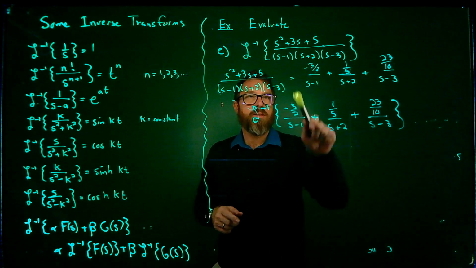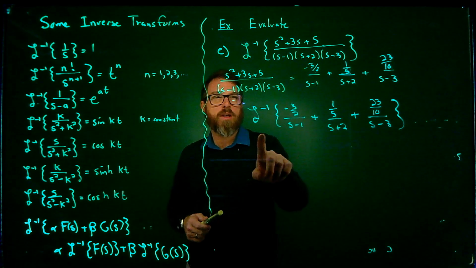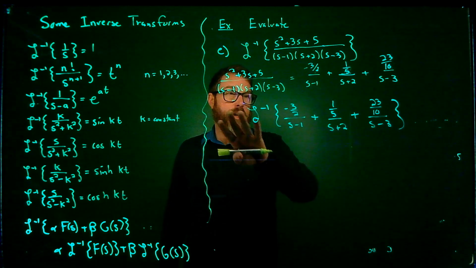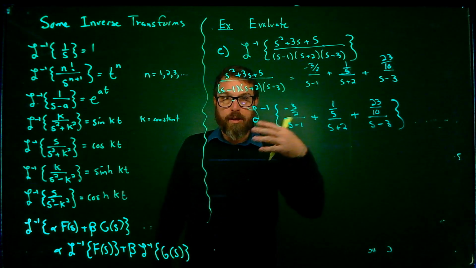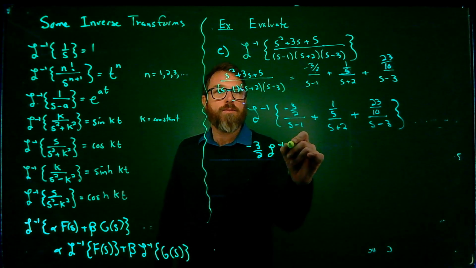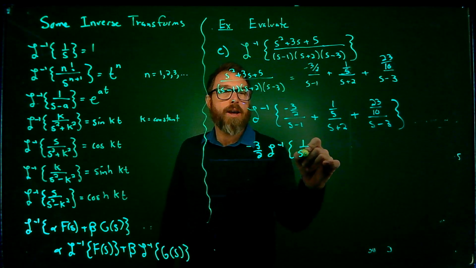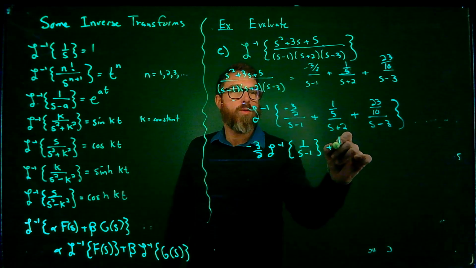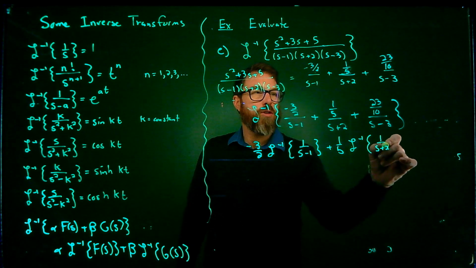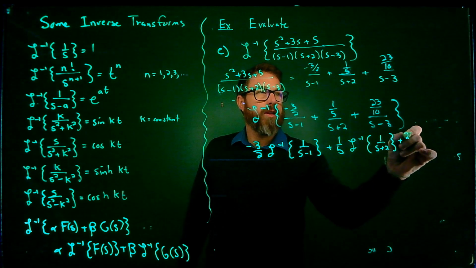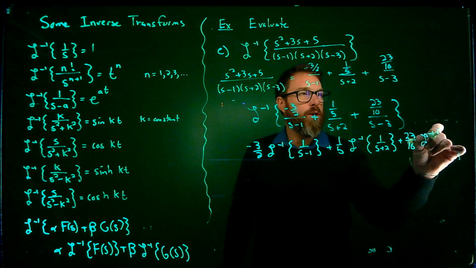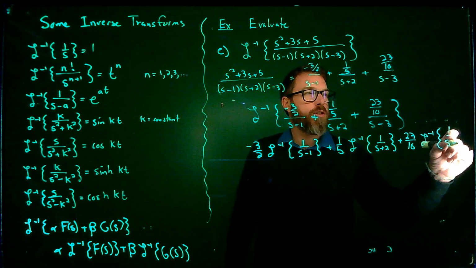All right, so plugging them in, there's A, there's B, there's C. So now I have the Laplace inverse of that expression here. What we get to do, with the process of linearity, is pull out the constants and distribute the sum: minus 3 over 2 Laplace inverse of 1 over s minus 1, plus 1/5 Laplace inverse of 1 over s plus 2, and then plus 23 over 10 Laplace inverse of 1 over s minus 3.